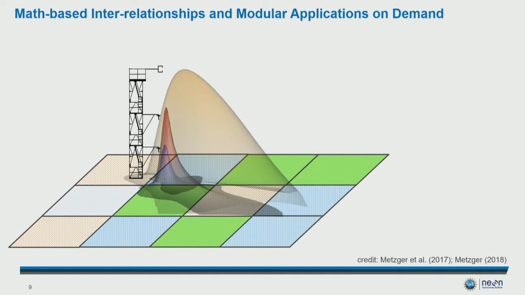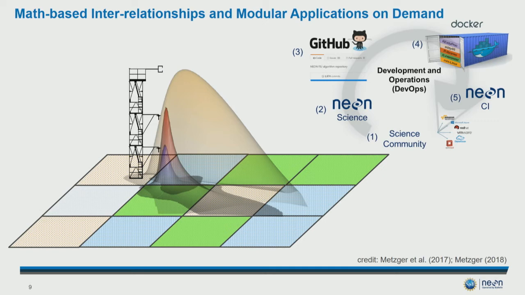So we do want to think about math-based interrelationship to fully extract the joint information content between these different types of observation and representations. And for this, we need some smart software so that not everybody has to come up with their own software and spend a lot of effort and time on that. We might do better as a community to think modular, to think about applications, modules that can be reused for individual science domains or specializations to be used with slight modifications.